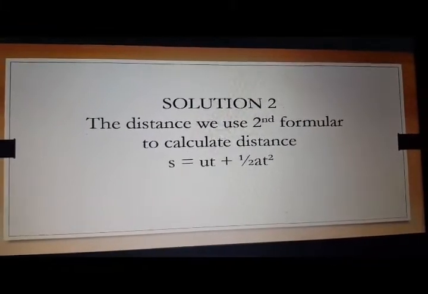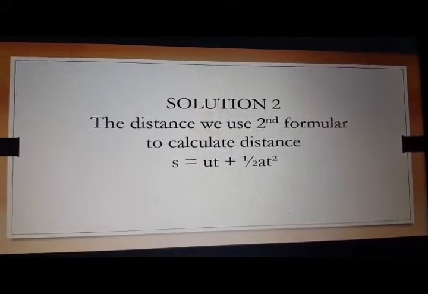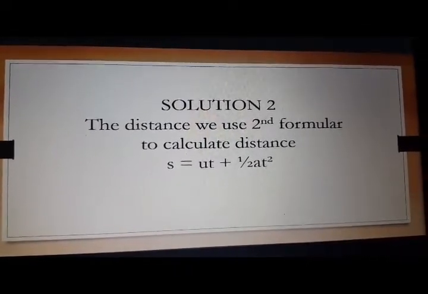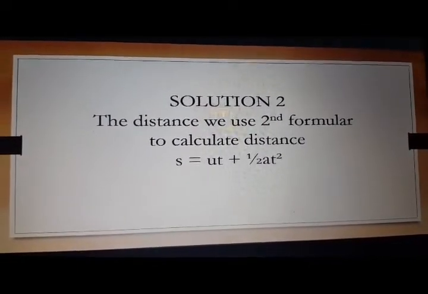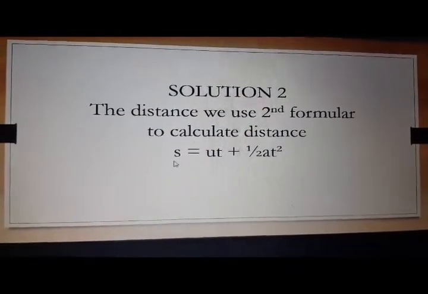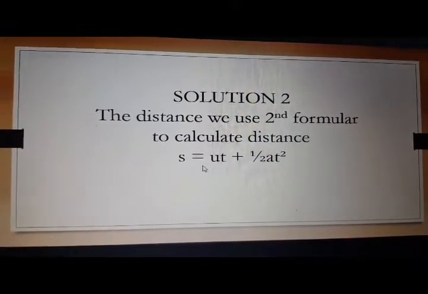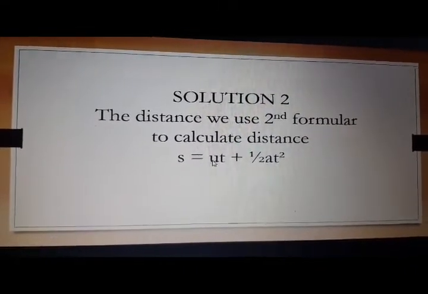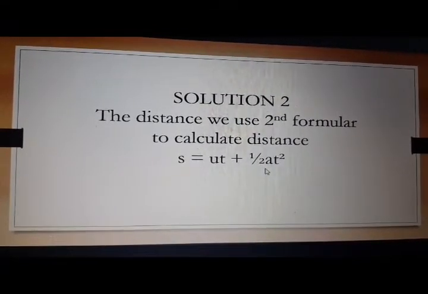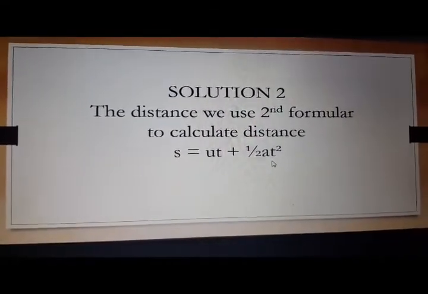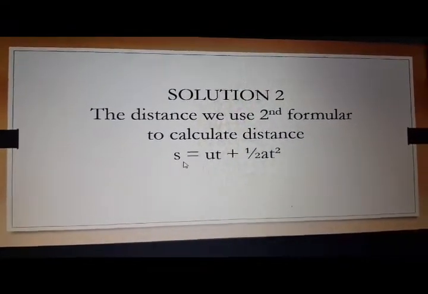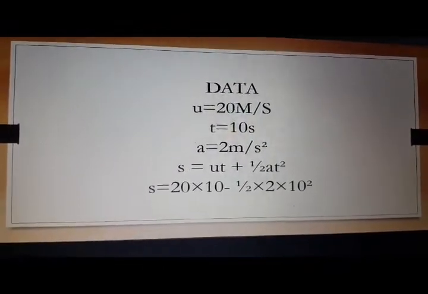So for our second solution, it says we are to calculate a distance. We can use our second formula to calculate the distance. As you can see, this is the formula that we are using: S, which is distance or displacement, equals initial velocity times time plus a half AT squared. What we are looking for is just the distance, so we can just insert our values and calculate our distance.